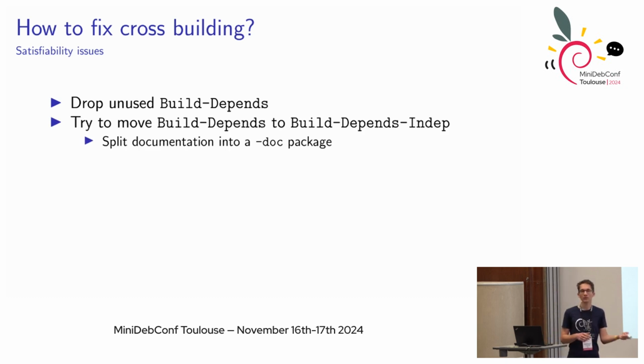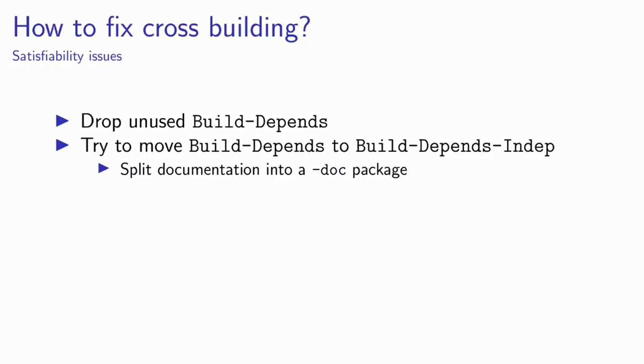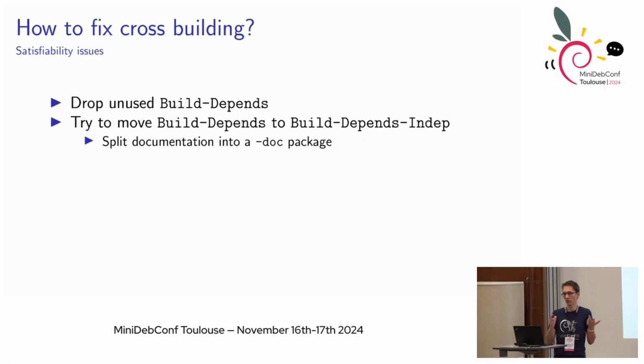Then moving build depends to build depends in depth helps. Cross builds always are arch-only builds, so everything that's in build depends in depth is completely irrelevant to cross-building. A very common thing to do is have a documentation package, it's arch-all, and move all of that around. And then it magically works. Sphinx is something where that is often applied. GTK doc is something where that works. Doxygen doesn't need it as much because it tends to just work.